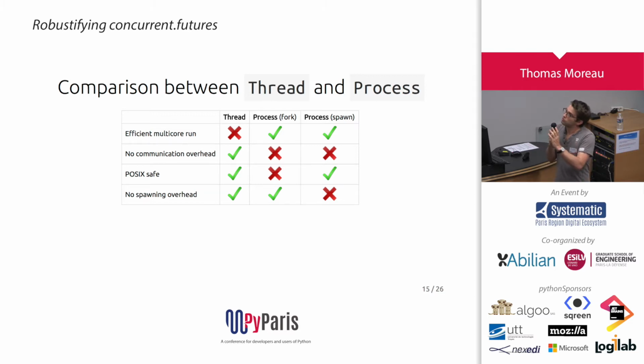And the choice left is either we want something POSIX safe that will run with other libraries, or something really fast to start. And actually, POSIX safe is really important if you try to run some interesting libraries like NumPy for scientific computing. And the question was, is there a way to hide or to improve the spawning overhead? And so that was the start of the Loky project.